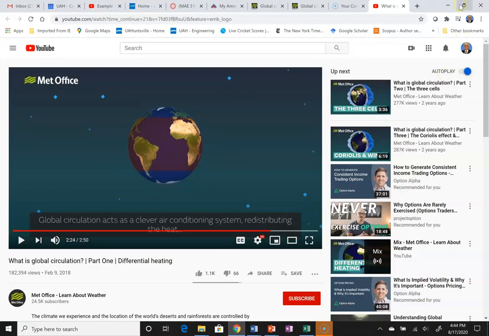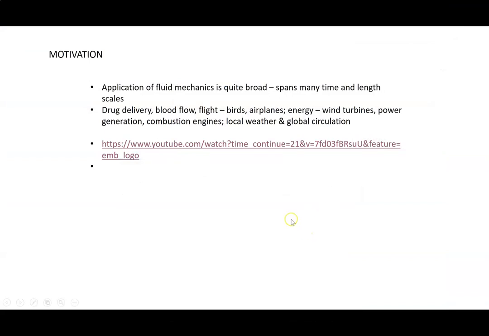So that's the main idea, that the global circulation system acts as a mechanism of redistributing heat in the atmosphere at global scales.